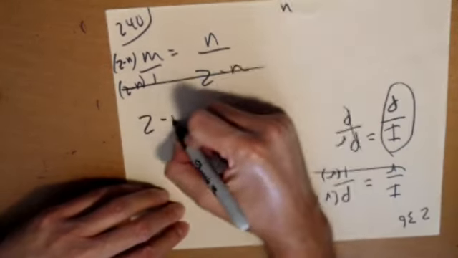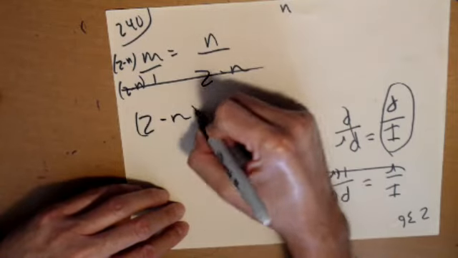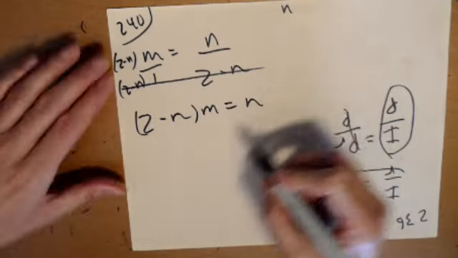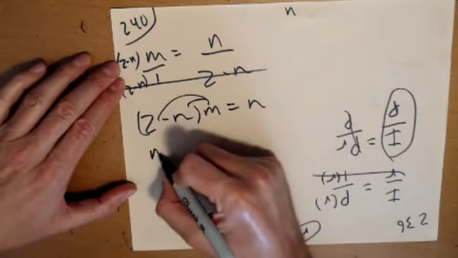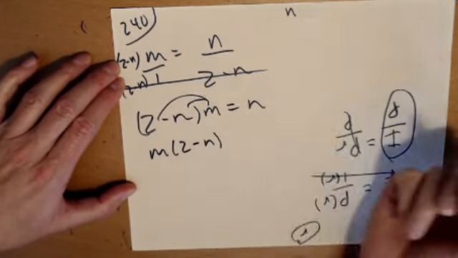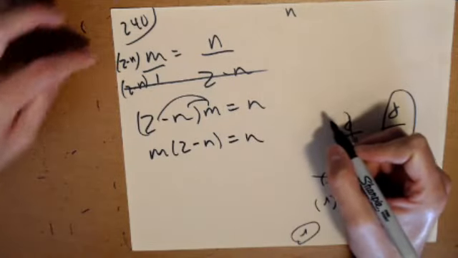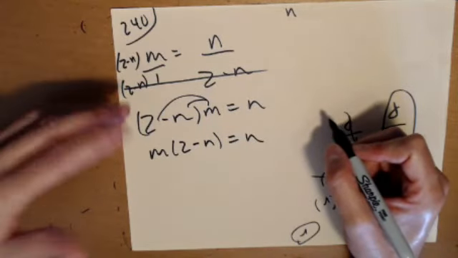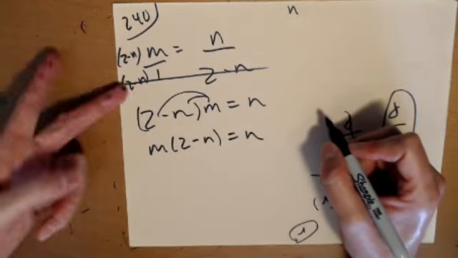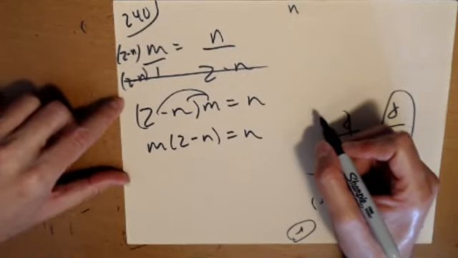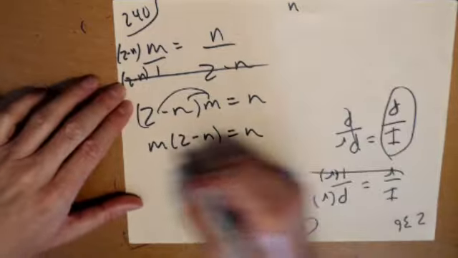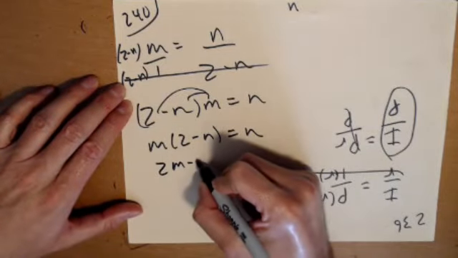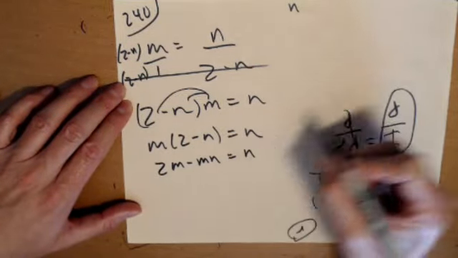So 2 minus n times m equals n. So distribute that m. Does it look weird having it on that side? You can put it on that side if it's prettier. Same side, doesn't matter. 3 times 4 is the same as 4 times 3, right? Commutative property. You can move things when you're multiplying. Anyhow, you should be cool with that. So now that's 2m minus mn equals n.